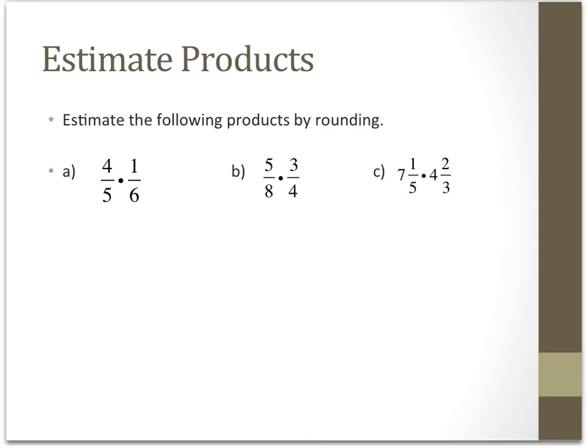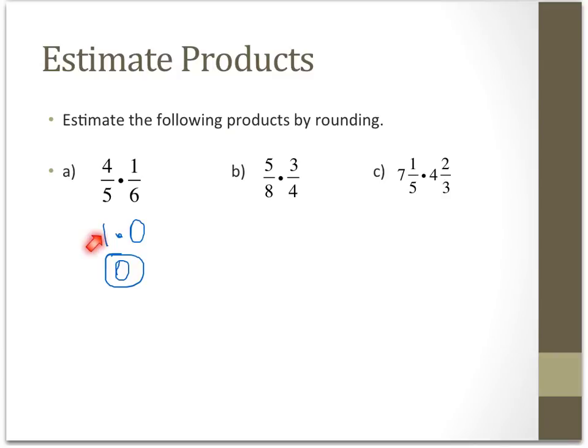So in the following 3 examples, we're going to be rounding the fractions this time to come up with our estimate. So in looking at our first example, 4/5 times 1/6. 4/5 is a fraction where the numerator and denominator are fairly close. So that's going to round to 1. 1/6 is a fraction very close to 0. So I could round that to 0. So my answer could be 0.